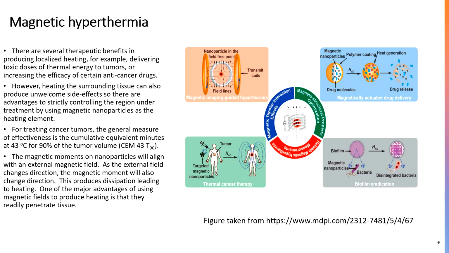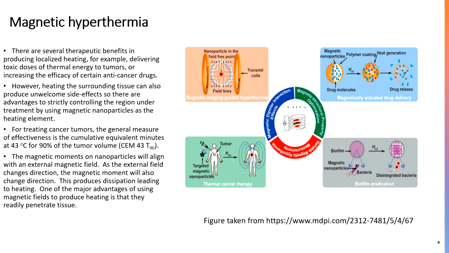So magnetic hyperthermia is another area which is used, and there are several therapeutic benefits in producing localized heating. For example, delivering toxic doses of thermal energy to tumors or increasing the efficacy of certain anti-cancer drugs. However, heating the surrounding tissue can also produce unwelcome side effects. So when you use this magnetic hyperthermia technology, it can also affect the surrounding tissues.